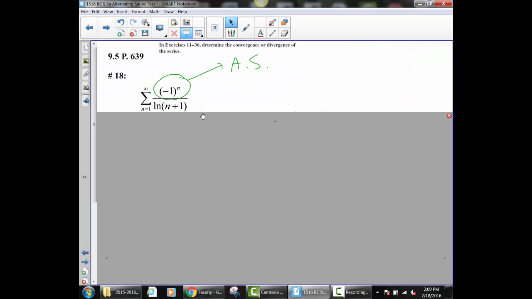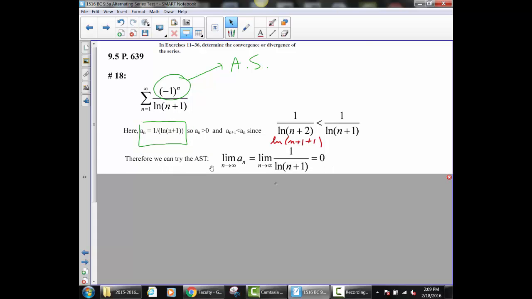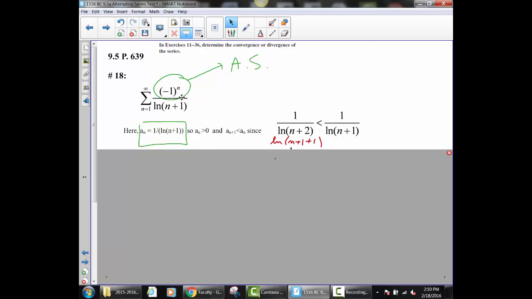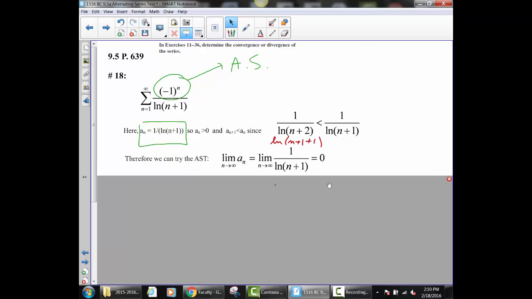Okay, here's 11-36. Determine the convergence or divergence of the series. As soon as you see this, hopefully you'll go, oh, look, it's an alternating series. So my a_n is 1 over ln of n plus 1. Notice these are all going to be positive, and these will be decreasing, which I can show. a_n plus 1 is 1 over ln of n plus 1 plus 1, is less than a_n, which is 1 over ln of n plus 1.